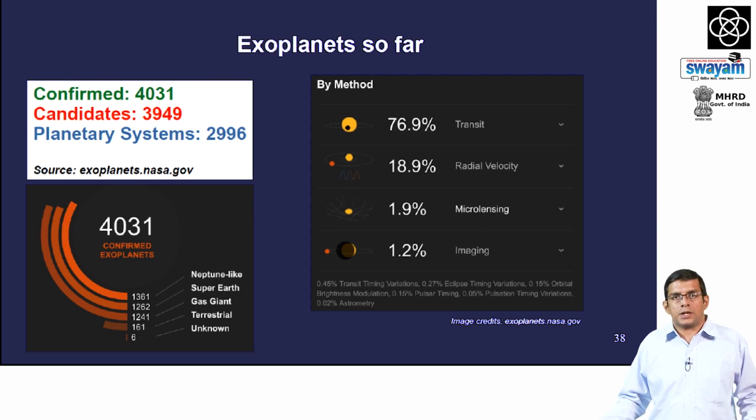By method, the transit method is the most successful, as we said earlier. It is followed by the radial velocity method, and all the other methods which we discussed at the beginning of this lecture have much smaller success rates, and they are rarely used nowadays.